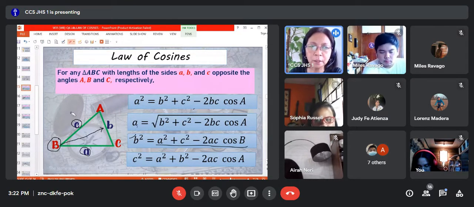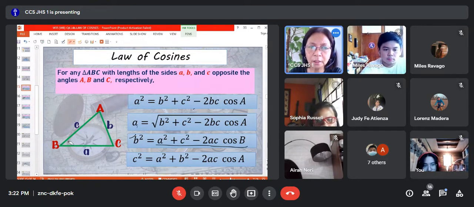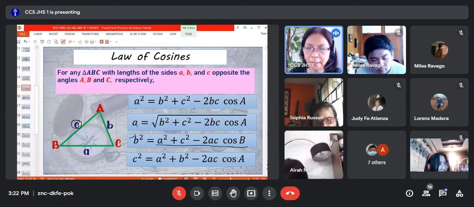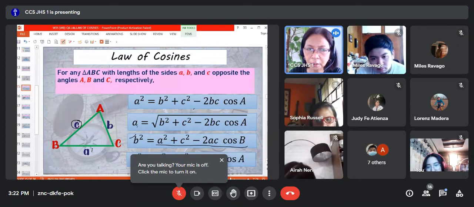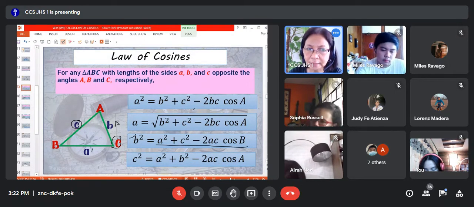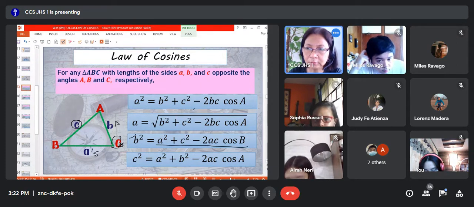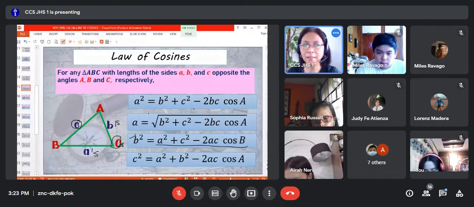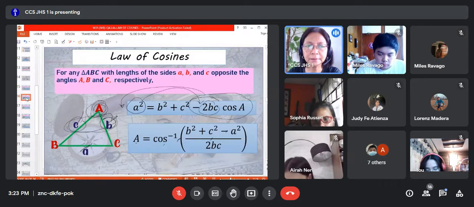Same with length C. You can solve for length C if the given are A, B, and angle C, or SAS. Were you able to follow? It's difficult to memorize the formula. Okay. Another formula is this one.